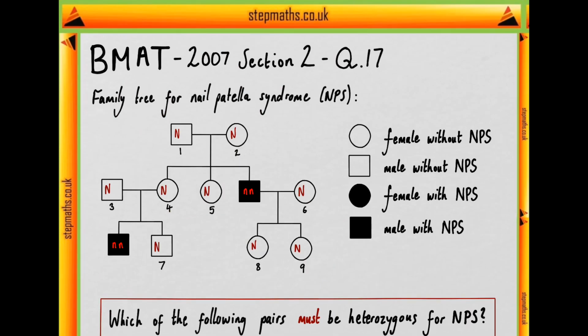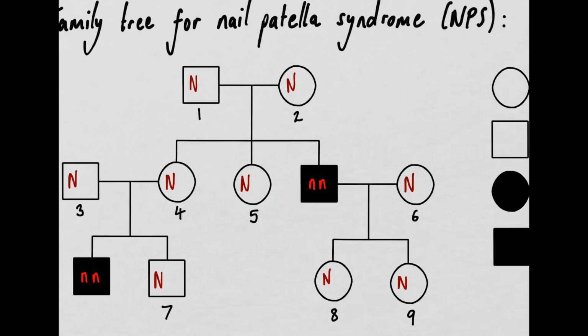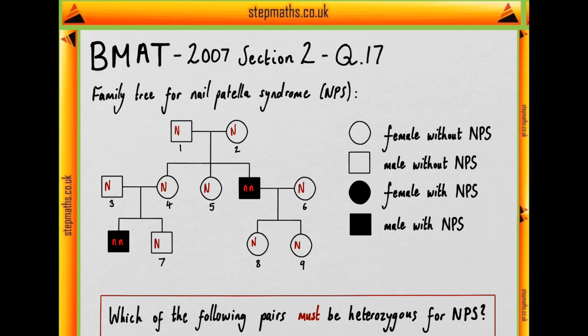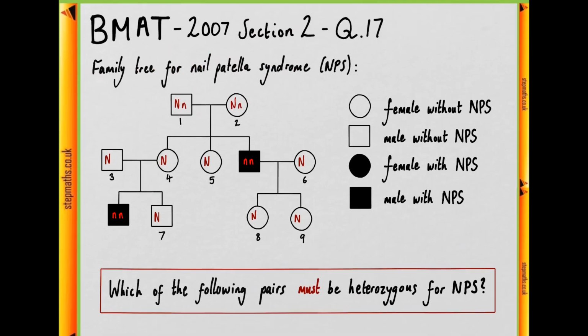Well, as we established, in the case of this individual here, for example, these two alleles must have come from somewhere. Each of them must have come from one of the parents, since one of each is conferred onto the offspring. So 1 and 2 must both be carriers and carry the heterozygote form as a consequence. So 1 and 2 are a pair for NPS, but we need to go through and find the rest of them.